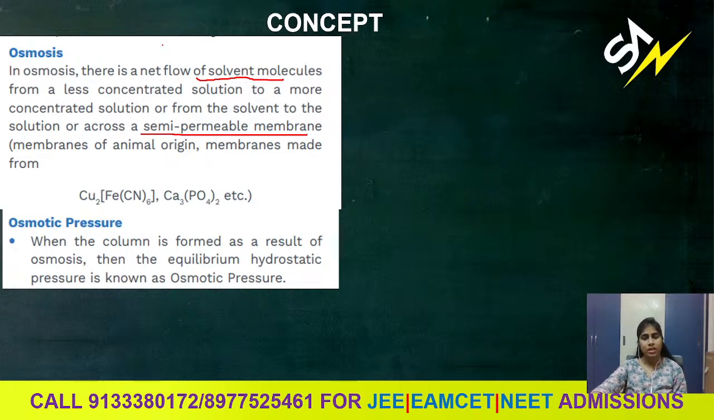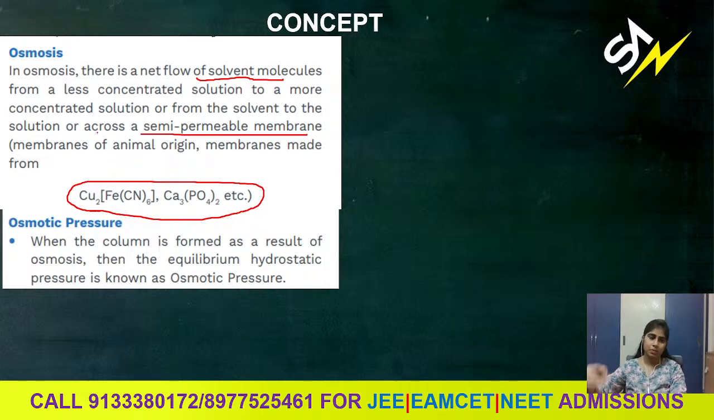See how a solvent molecule flows from a less concentrated solution into a more concentrated solution through a semi-permeable membrane; that is known as osmosis. Here are the formulas of the semi-permeable membranes: Cu2[Fe(CN)6] or Ca3(PO4)2. These are used as semi-permeable membranes.